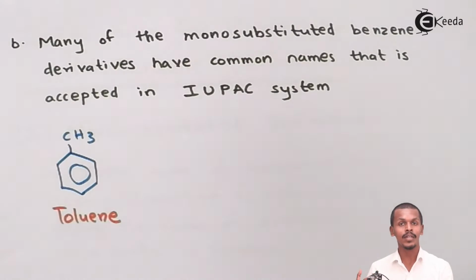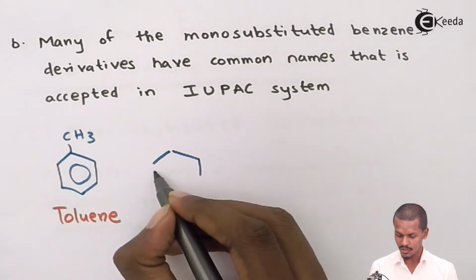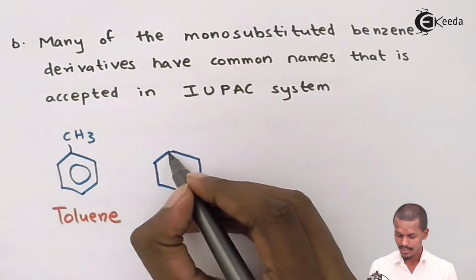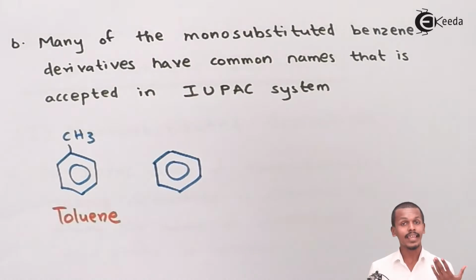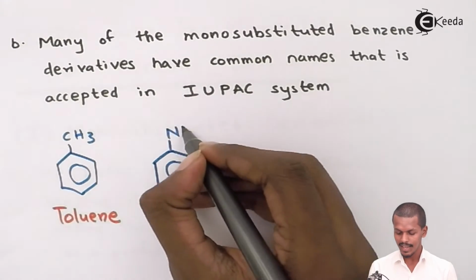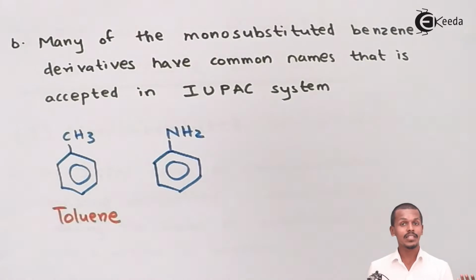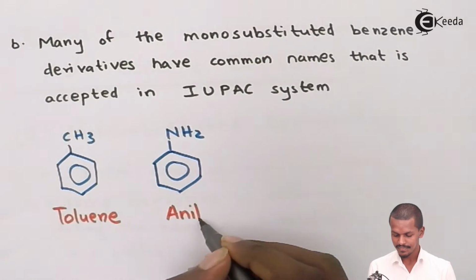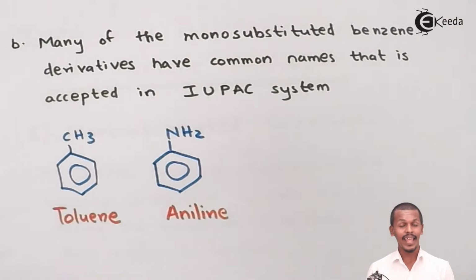Now moving towards the next one, there are a few things I'm going to talk about, so that we would be able to give the IUPAC nomenclature to a structure that is provided to us. This is toluene that we have, and suppose we have another structure which consists of a benzene ring along with an NH2 group. This kind of structure is given the IUPAC name aniline.